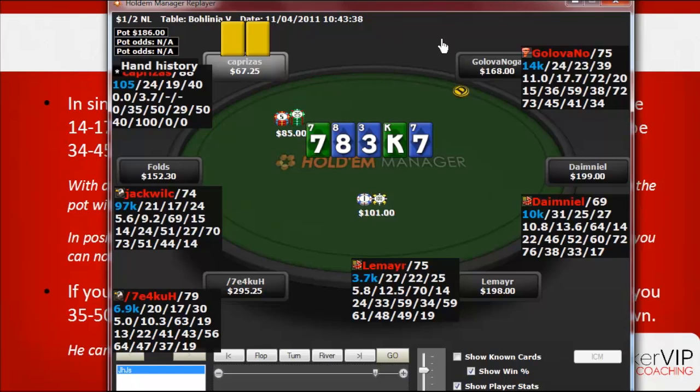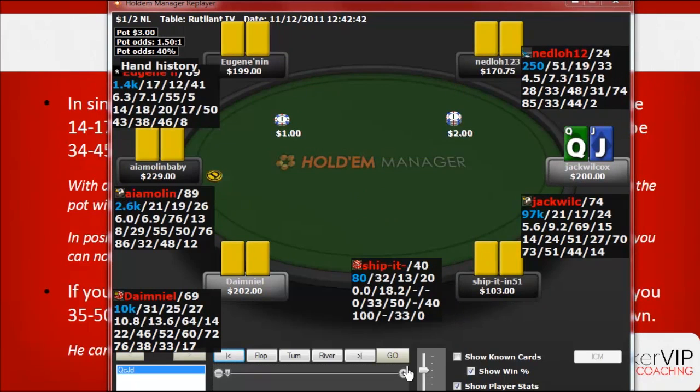Let's look at another hand as well that demonstrates a similar point. I'll just bring that up now. So this is another hand where we're going to see how difficult it can be to play out of position.